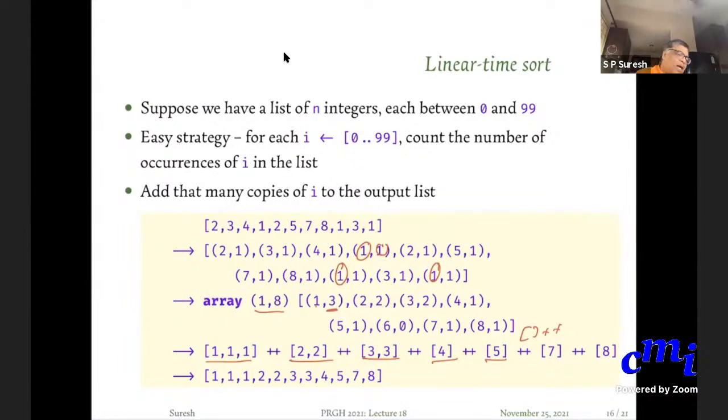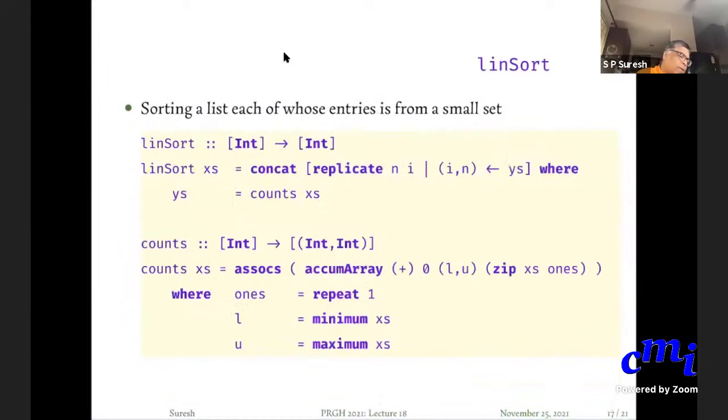Yes, this is the idea, and this is the code. Simple. So your linear sort is you have to replicate n times i, where i comma n comes from ys. What is ys? ys is giving you the list of counts.